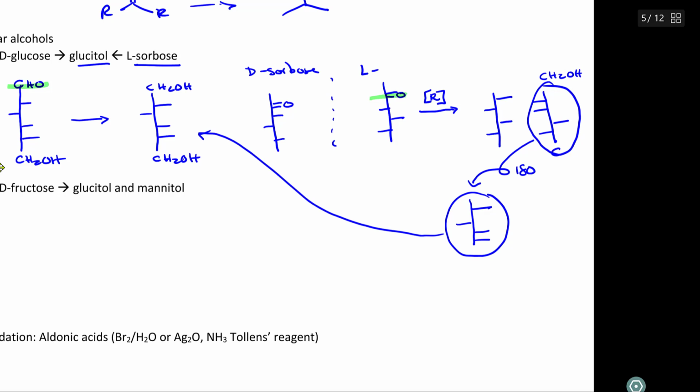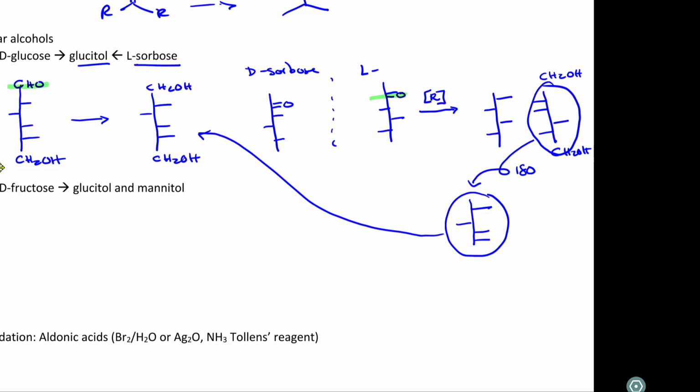I didn't draw them, but you have those groups. So what you get is glucitol from L-sorbose. And this is actually what you probably have heard of as called sorbitol. And sorbitol is an artificial sweetener that people use.